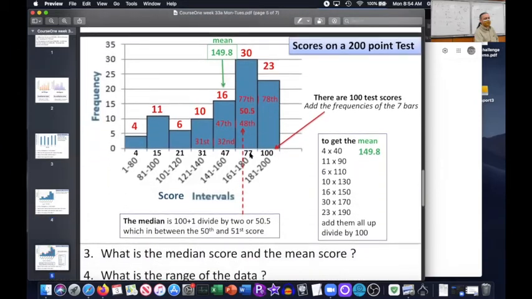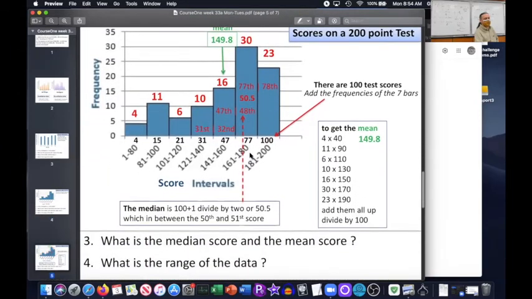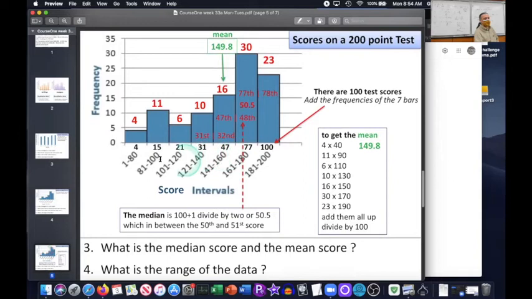All right, well, let's look at the mean and the median again. Okay, so I put above each bar what appeared to be the frequency. And if we're going to get the mean, notice I'm using the midpoint of each interval, the number in the middle, and I'm multiplying each midpoint by the frequency, the height of the bar.